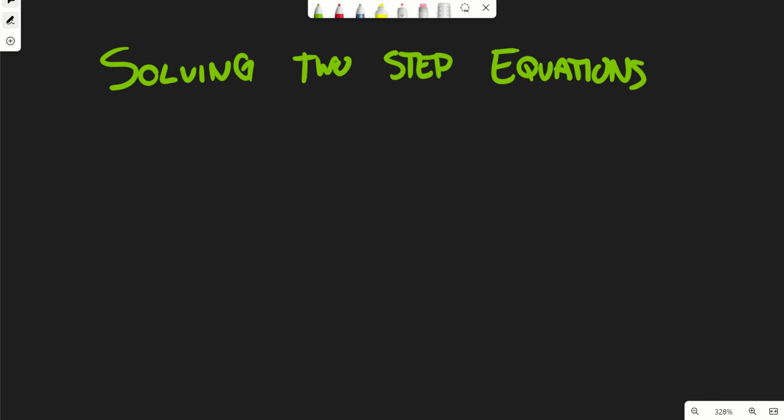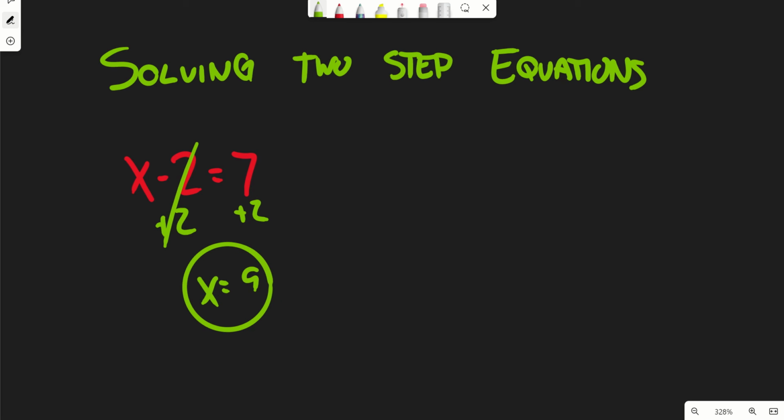Today we are going to talk about solving two-step equations. These are equations that involve more than one step, as hopefully you can imagine from the title. Let's say I had an equation that looked like x minus 2 equals 7. This is a one-step equation. Our one step is add 2, x equals 9, right? We've done this. We feel good about this. We love this. This is the best.